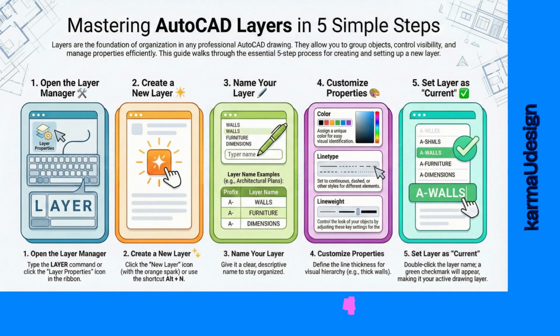So that is the complete sequence, the 5-step strategic shortcut to building a professional, high-clarity CAD file. Access the manager, create the classification, apply standardized naming, customize the visual intelligence, and then finally double-click to set the active layer and get that green check mark. It's a sequence that ensures your organization is proactive, not reactive. It stops that messy habit of drawing everything and then trying to sort it all out later. Which is guaranteed to lead to errors.